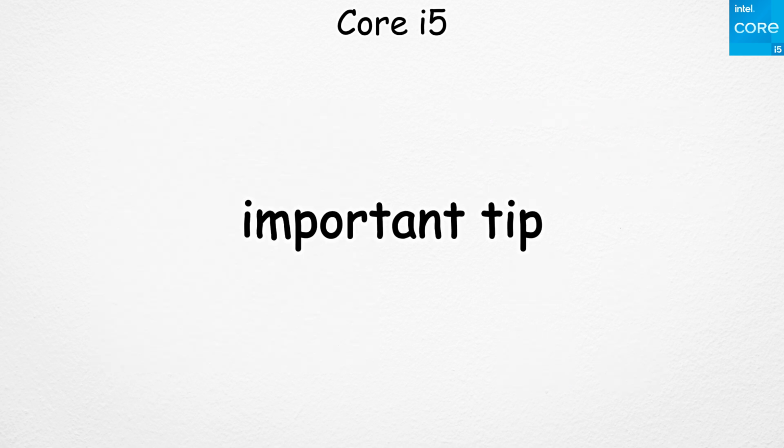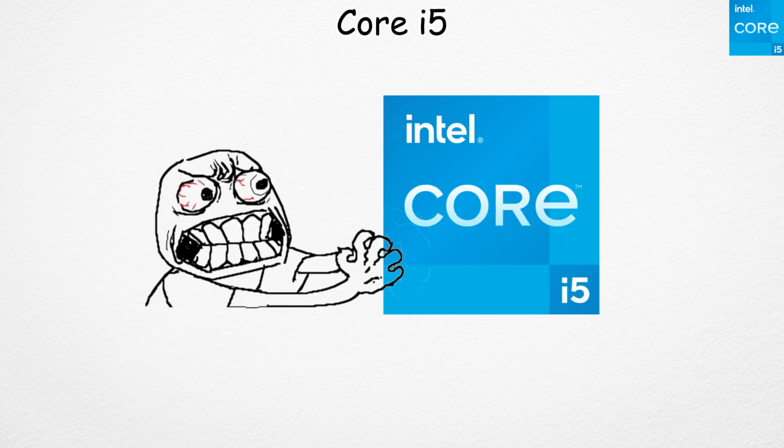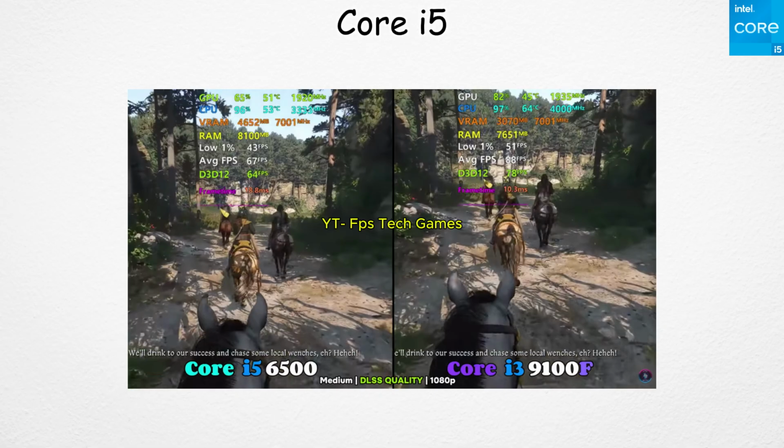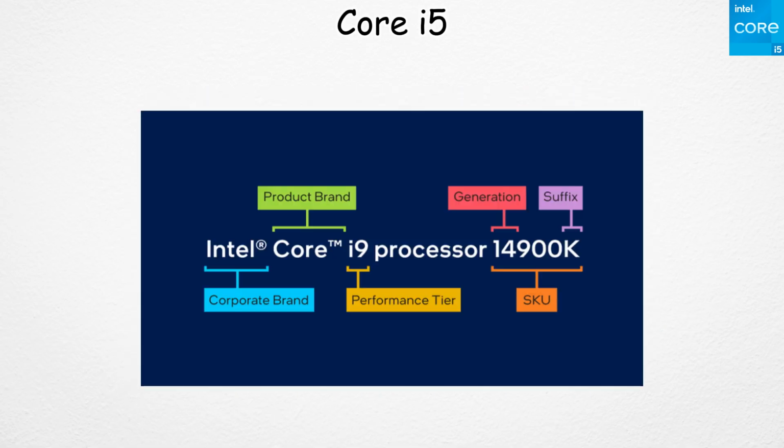One important tip, don't fixate only on the i5 label. A fresh i3 can sometimes match or edge out an older i5 in real-world speed and efficiency, so always check the generation and model number instead of the tier name alone.